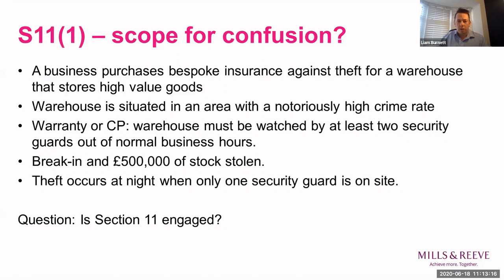I'm going to ask a question at the end, so you're going to get a poll come up on your screen, but it's based on this set of facts. So a business purchases bespoke insurance against theft for a warehouse that stores high-value goods. The warehouse is situated in an area with a notoriously high crime rate, and the policy contains a warranty or a condition precedent that the warehouse must be watched by at least 2 security guards out of normal business hours. There's a break-in and £500,000 worth of stock is stolen, and the theft occurs at night when only 1 security guard is on site.